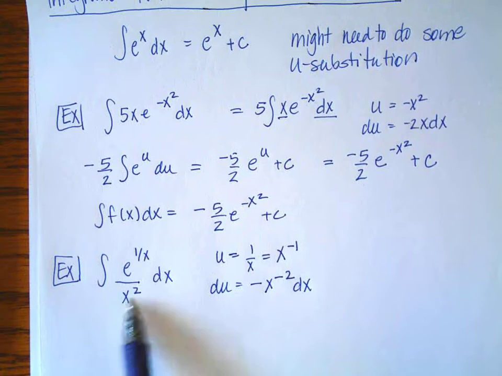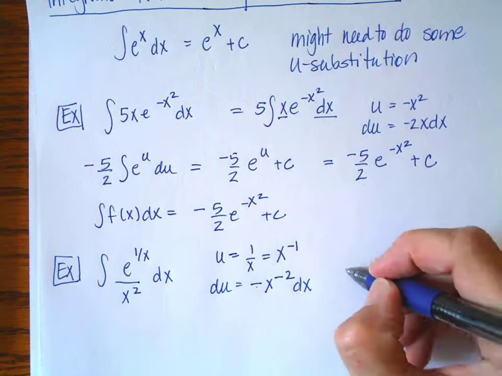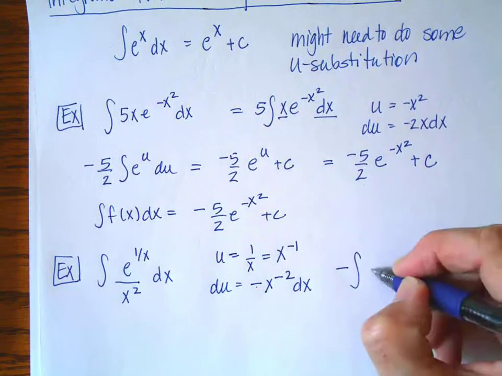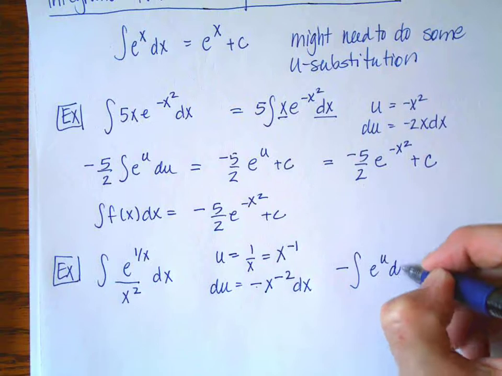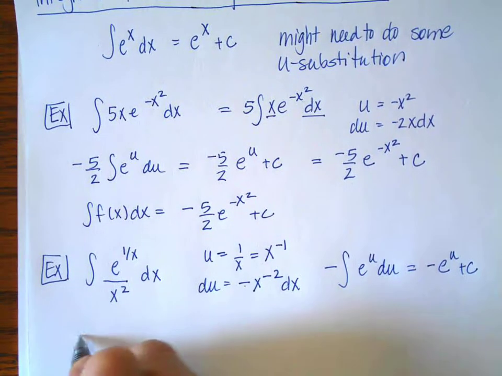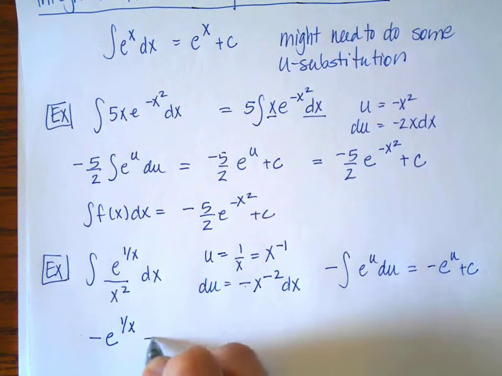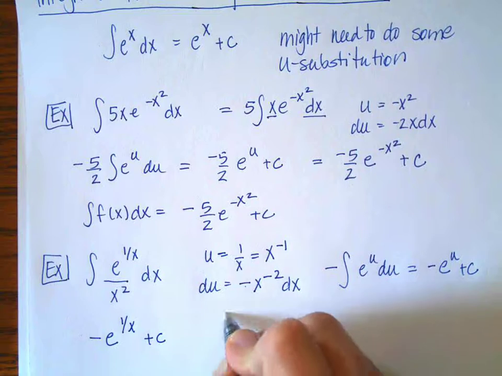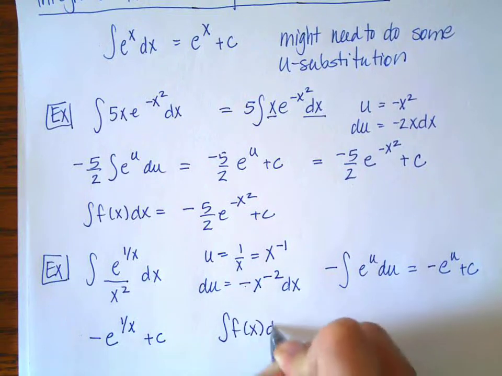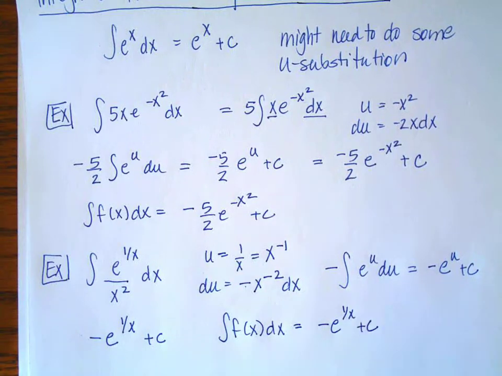Well, notice I have x to the negative 2 dx, so the only thing that's missing is the negative. So I'm going to introduce that on the outside of my integral, and I'm going to have an integral of e to the u du, which is just a negative e to the u plus c. Way easier than it looked. So then if I keep going, I'm going to have a negative e to the, my u was 1 over x, plus c, and then I would write my final answer. So the integral of f of x dx was equal to a negative e to the 1 over x plus c. Whew! 2 down, 1 to go.